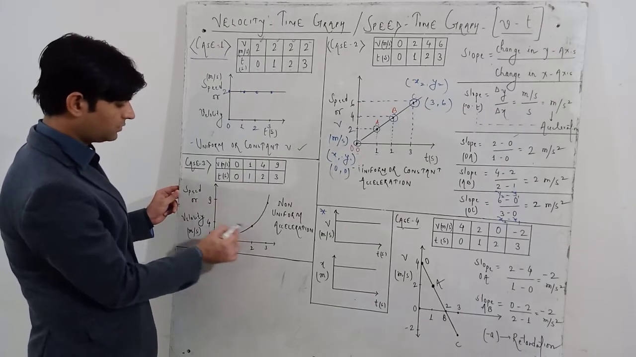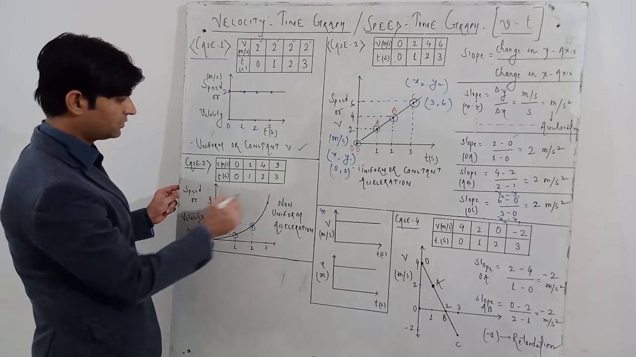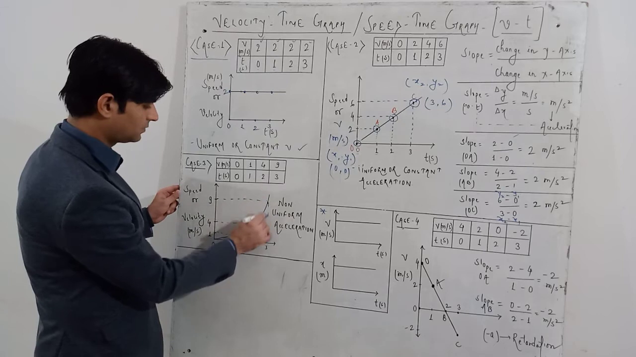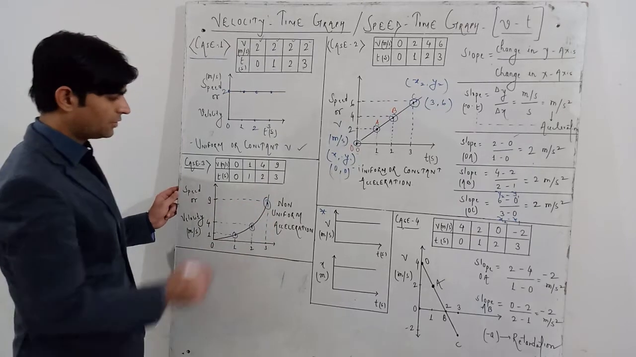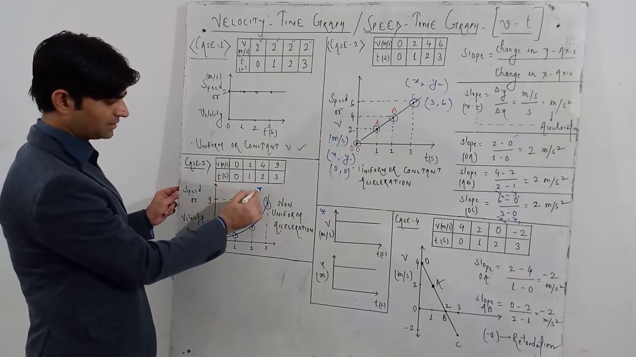At 2 it is 4. At 9 it is 3. If you see, the time interval is the same: 1 second, 1 second, 1 second.